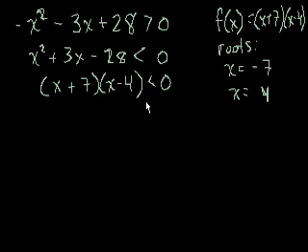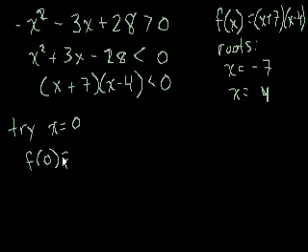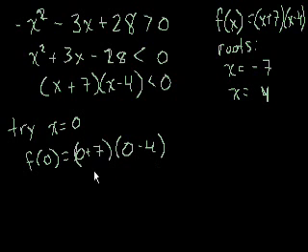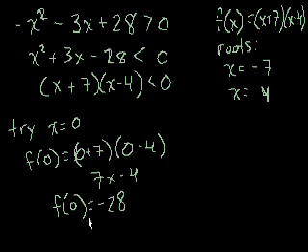So what I do whenever I'm doing this quick on a test or something, I just test numbers that are either between the roots or outside of the two roots. So let's pick a number that's between x equals minus 7 and x equals 4. Well, let's try x equals 0. f of 0 is equal to 0 plus 7 times 0 minus 4, which is just 7 times minus 4, which is minus 28. So f of 0 is minus 28.